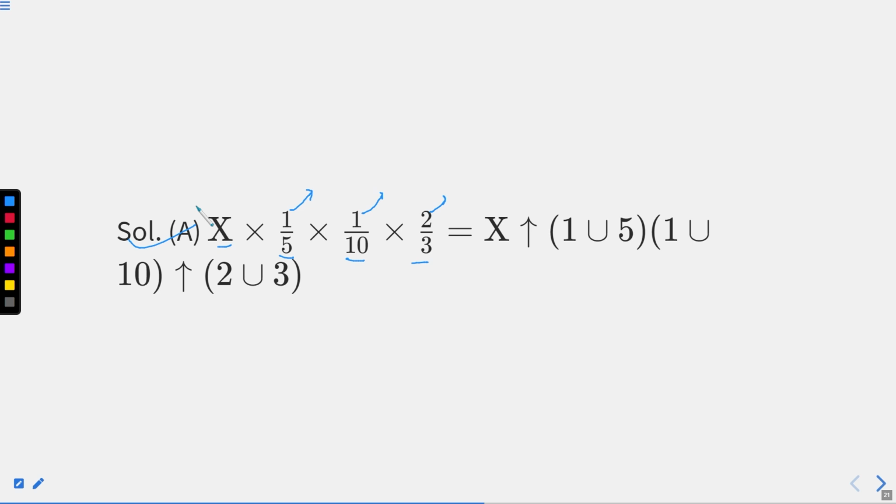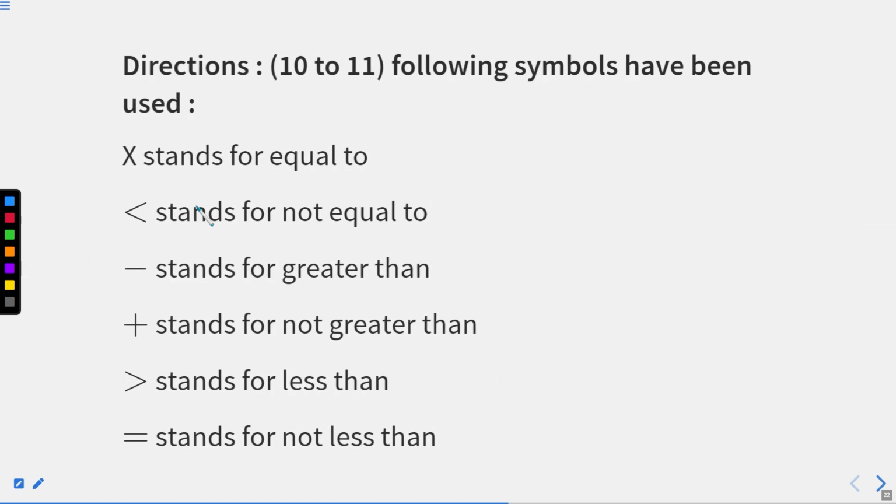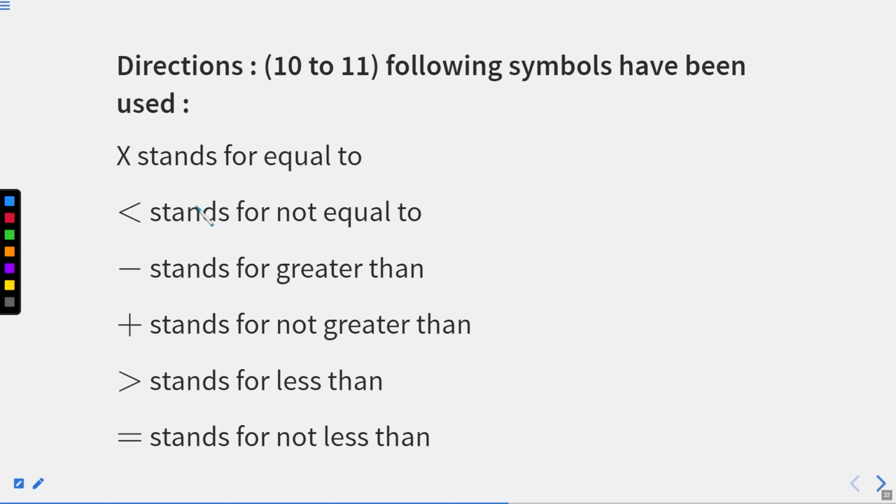Now we'll move to the next question where you are going to deal with a different kind of symbols which imply some different mathematical operations. Here, this direction is given for question number 10 to question number 11, right? So read the direction carefully, which says the following symbols have been used in the questions ahead. That is question number 10 and question number 11. So first I'll read it for you.